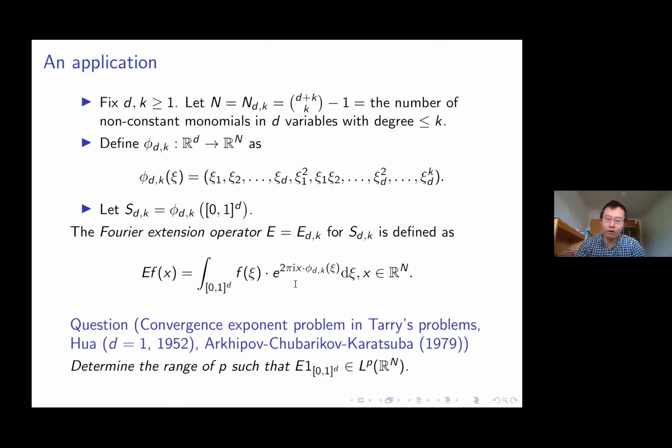And I require no constant terms because I want some non-trivial p. If you allow constant terms, then along that direction, this E of 1 doesn't decay completely, and you won't be able to put it in any non-trivial L^p. But by excluding the constant term, it's possible to put it in some non-trivial L^p. So that's the difficulty and interesting part of this question.